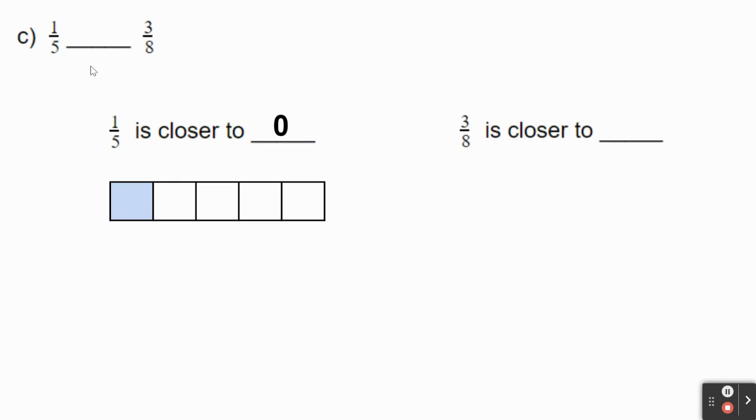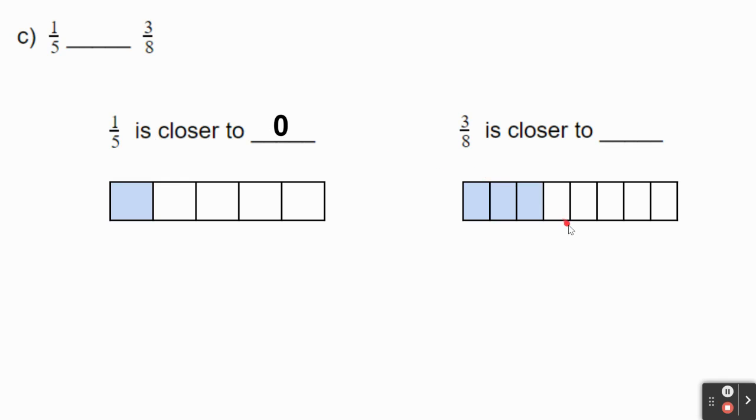With 3/8, we're going to create our visual model where we have 8 equal parts and 3 of them are shaded. Well, the halfway mark of 8 parts would be having 4 of them shaded. That means only one more part needs to be shaded to have half of our model shaded. So this is very close to 1/2. If we look at our benchmark fractions 0 and 1/2, we know 1/2 is larger. So that means 3/8 is going to be the larger fraction.